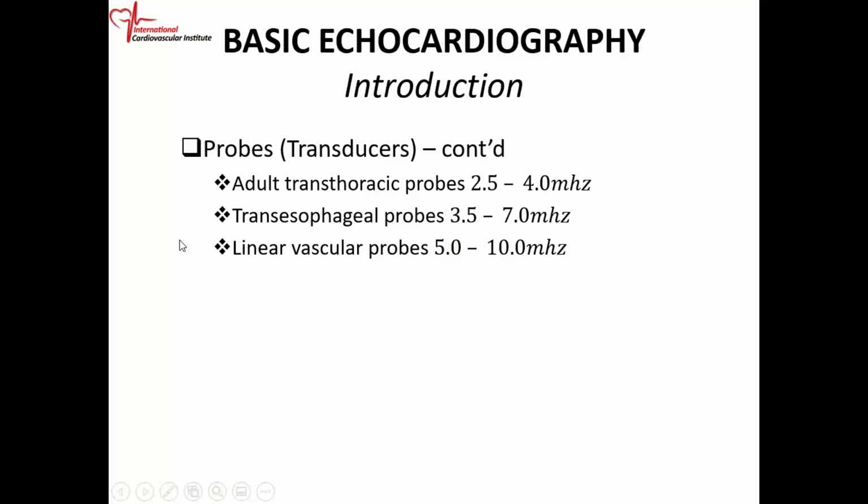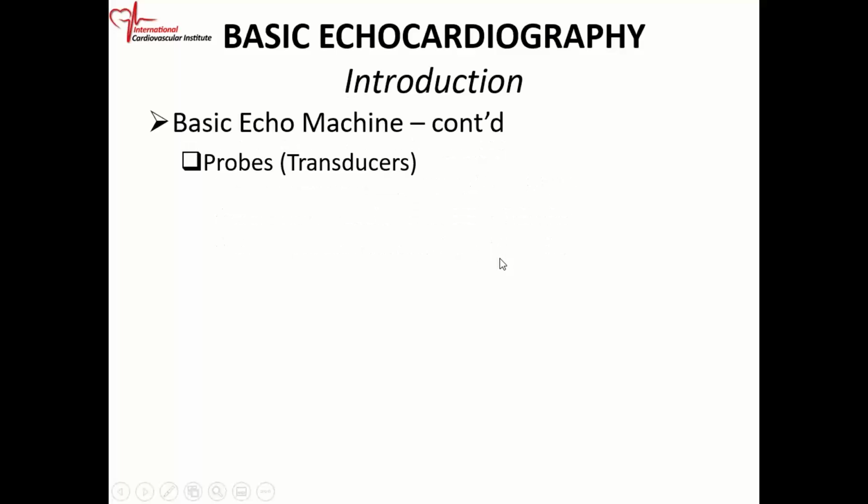4 megahertz. If we're going to do transesophageal echo, where we put the probe in the patient's esophagus to look at the heart, then you need a probe with a frequency between 3.5 and 7 megahertz. When you do vascular ultrasound, so you want to look at blood vessels, you have to use probes with a somewhat higher frequency, 5 to 10 megahertz. So that's important. You'll have to know the difference.